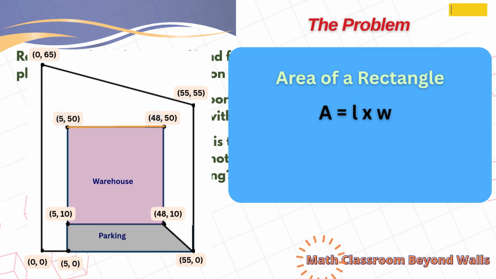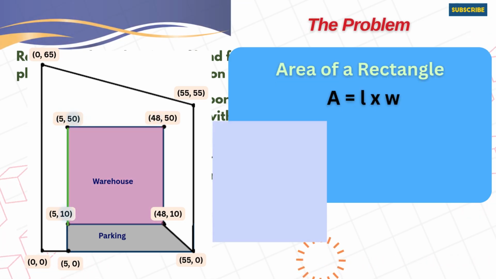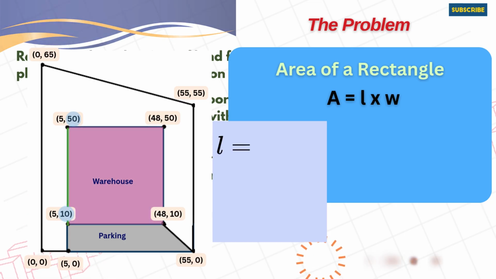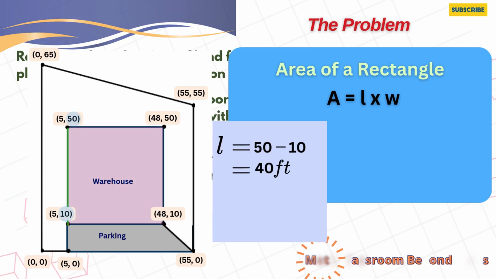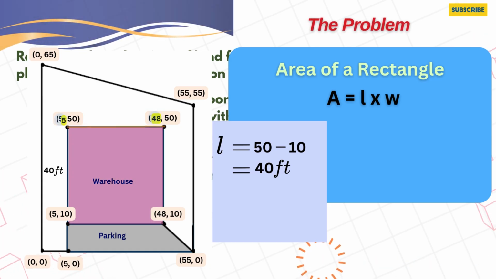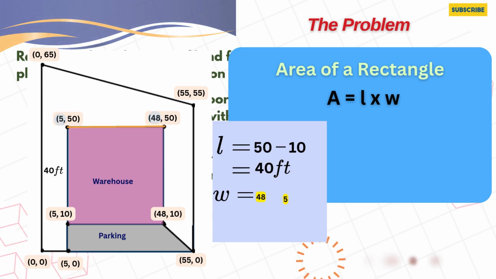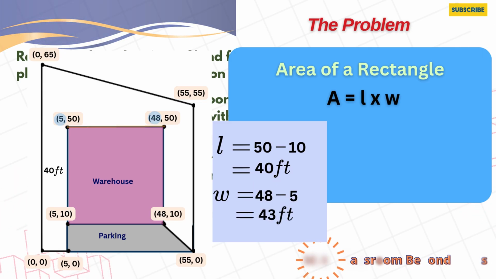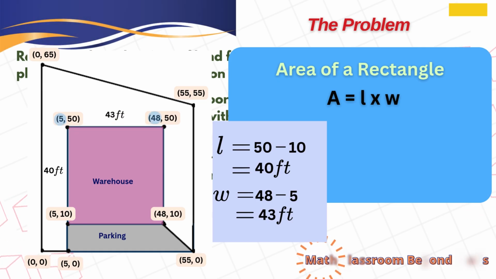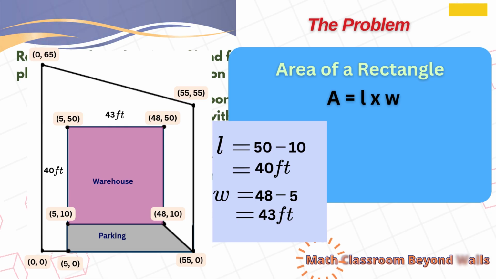Let us get the measure of the length. So the length is 50 minus 10. And this is 40. So the length is 40 feet. On the other hand, the width is 48 minus 5, which gives us 43 feet. We can now get the area of the land where the warehouse is.